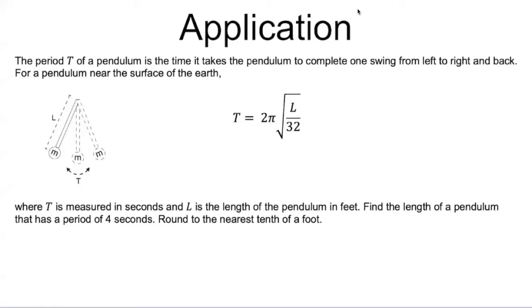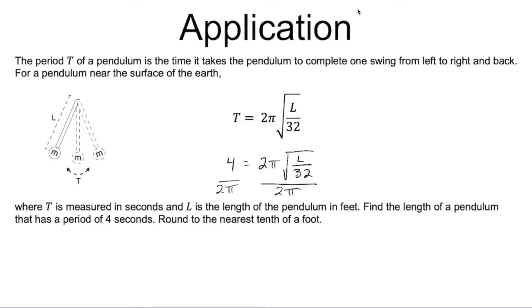So find the length of the pendulum that has a period of 4 seconds, rounded to the nearest tenth of a foot. So we need to find the value of L. We're given T. So we start out straight away. We already know that we can express this as 4 equals 2 pi times the square root of L over 32. We're going to divide both sides by 2 pi.